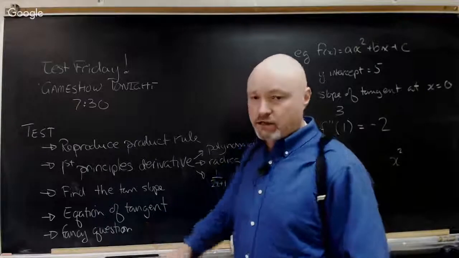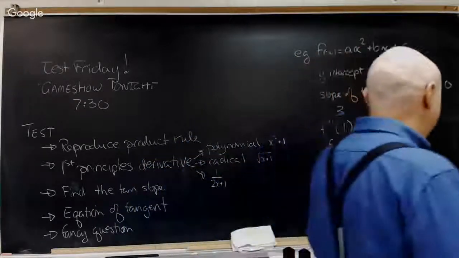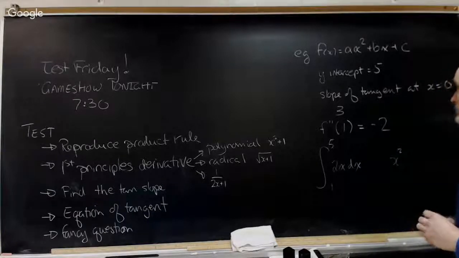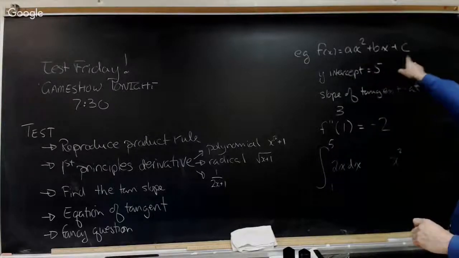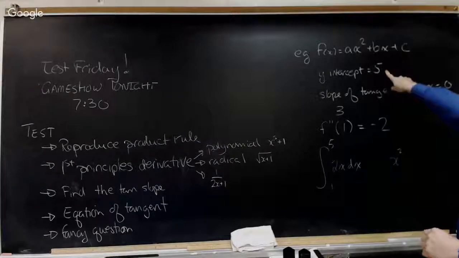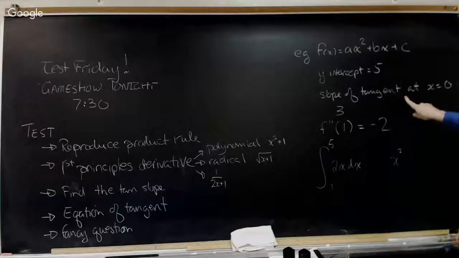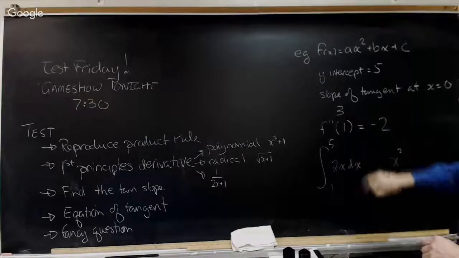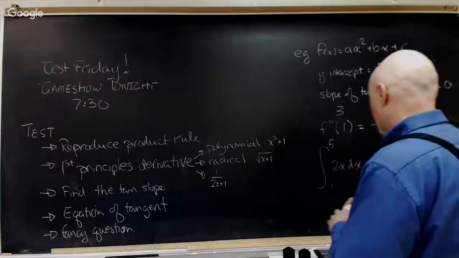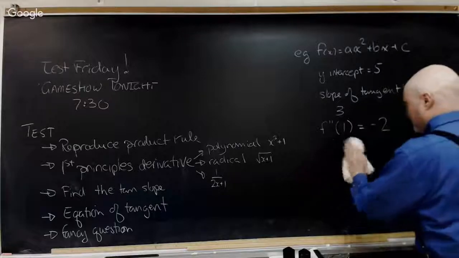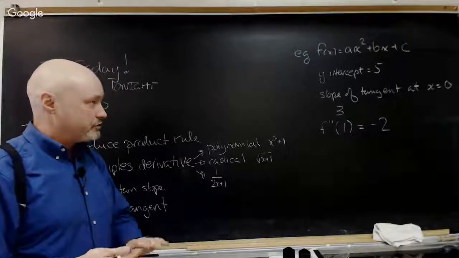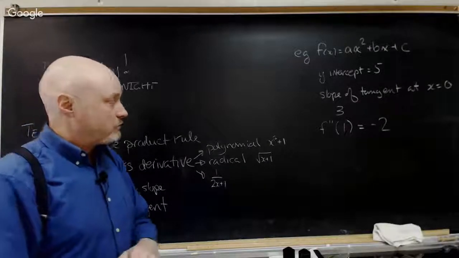And there will be a fancy question. Fancy questions have variables, and then the information is given to you in sort of abstract forms. So we've got f of x is equal to ax squared plus bx plus c. And we're given some information: the y-intercept is 5. The slope of the tangent when x is equal to 0 is 3. And the second derivative when x is equal to 1 is 2. Something like that, there's actually enough information for you to figure out what a, b, and c are.